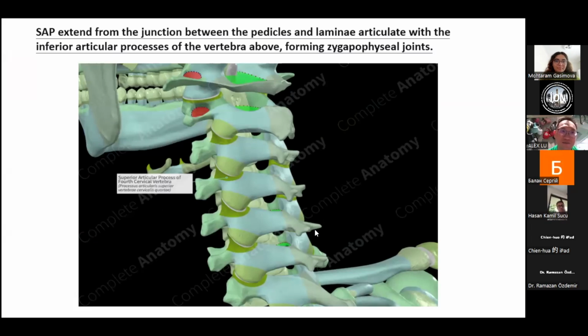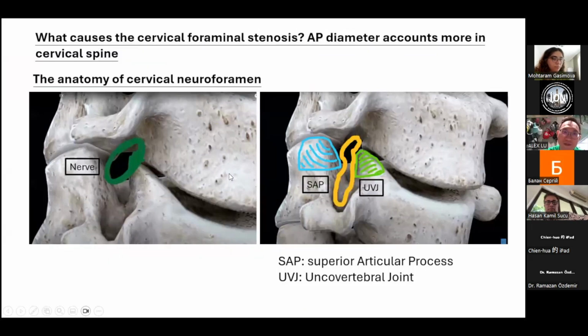So what is SAP? SAP stands for the superior articular process, arising from the junction between the pedicle and the lamina, articulating with the inferior articular process of the vertebral body above, forming what we call the zygapophyseal joint. As you can see here, this is the SAP, and it connects with the upper IAP, forming this facet joint.